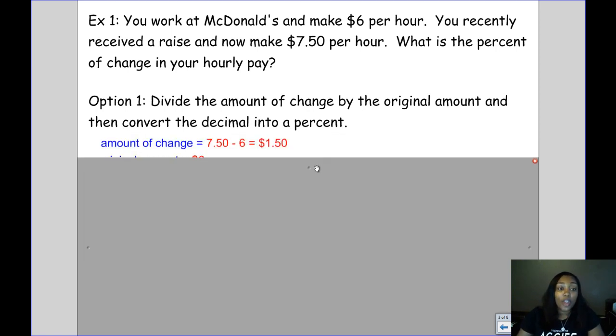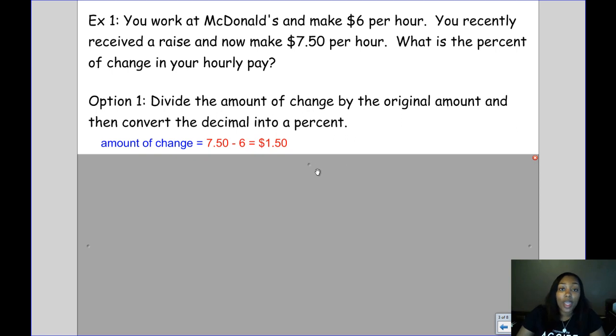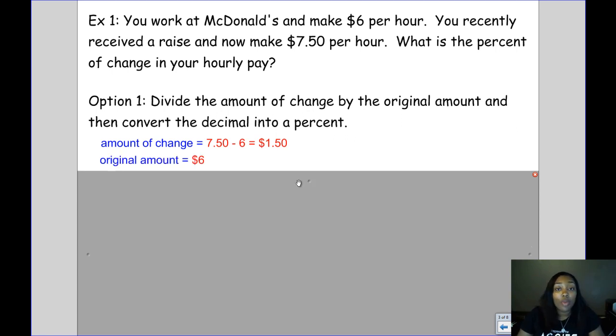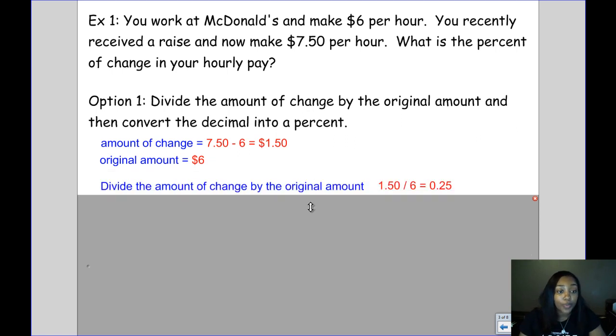So we first have to figure out how much did our pay actually change. Well, we went from $6 to $7.50. So if we subtract, we can find that we are now making $1.50 more per hour than we did before the raise. Then we have to look at what was the original amount. Well, we originally made $6 per hour before they gave you your raise.